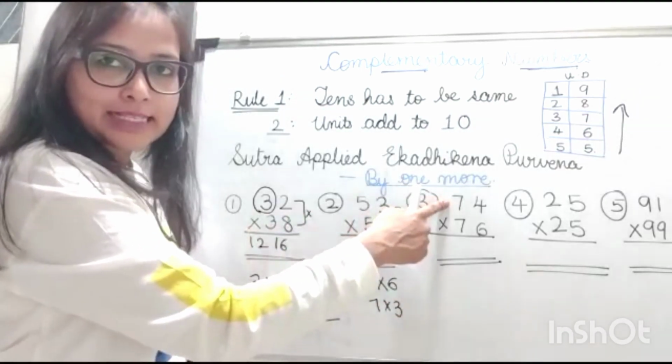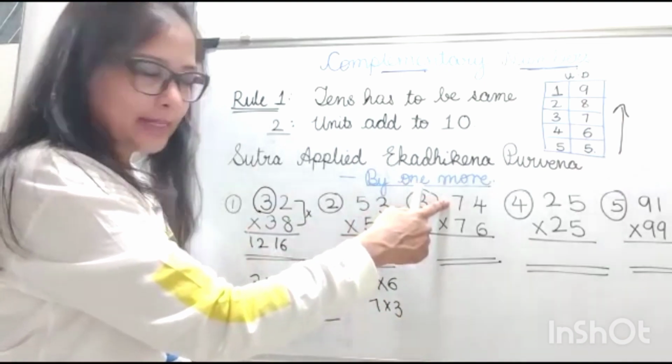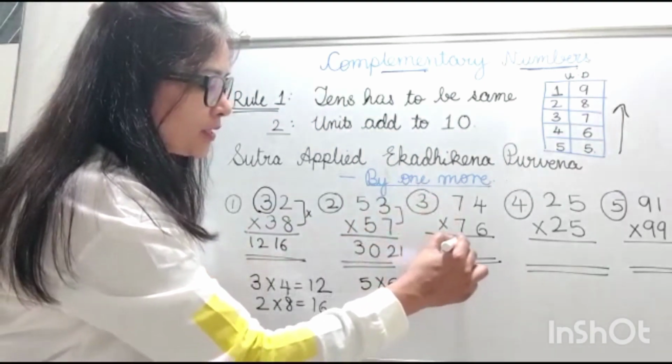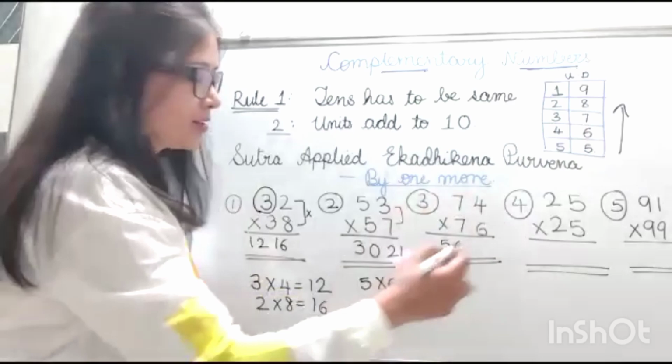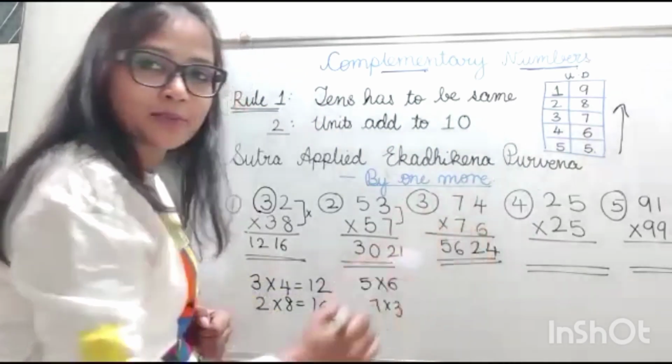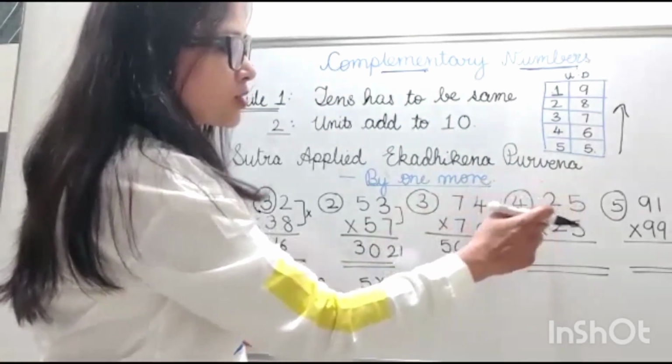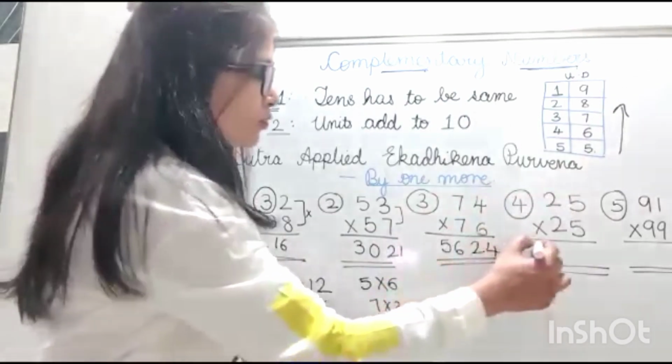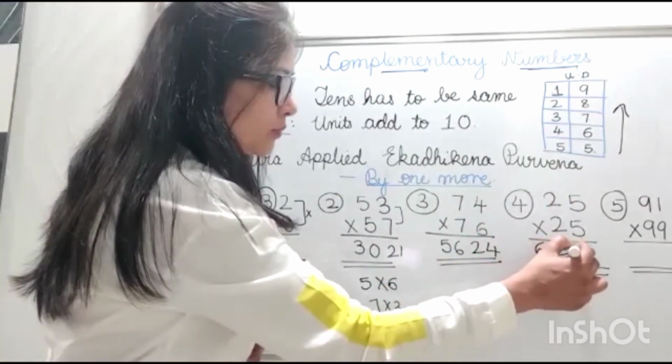7. What's the next number? 7 plus 1, that goes to 8. 7 8s are 56. 6 4s are 24. Isn't it very simple? Yeah, let's do for this. 2. The next number is 3. 2 3s are 6. 5 5s are 25.